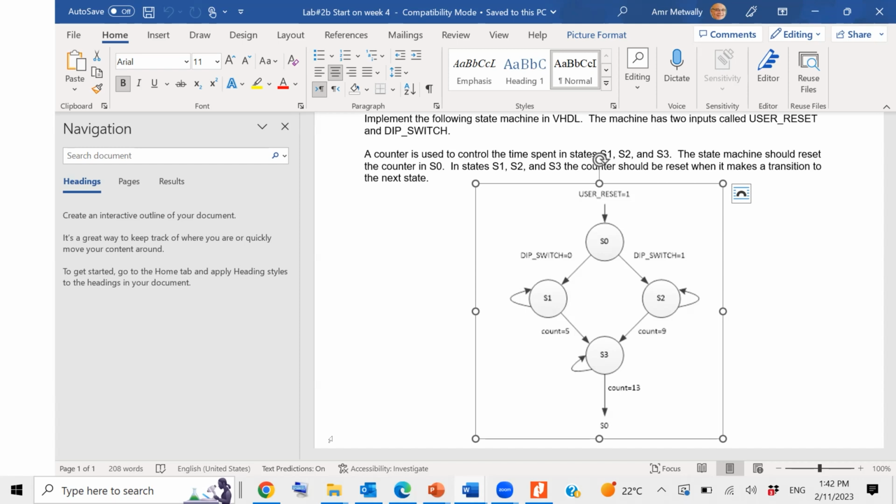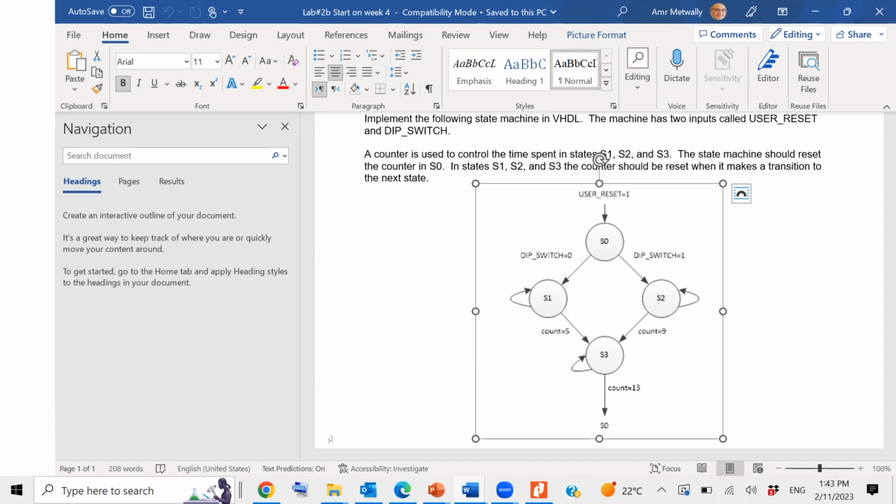I had a quick question on this. Yes, sir. So when it goes to state 0, will it be the next clock cycle that it takes in the dip switch and chooses a path? Like the next time the clock goes high?